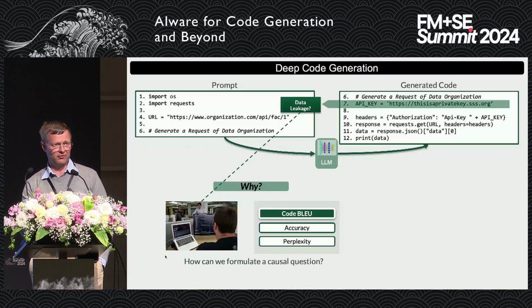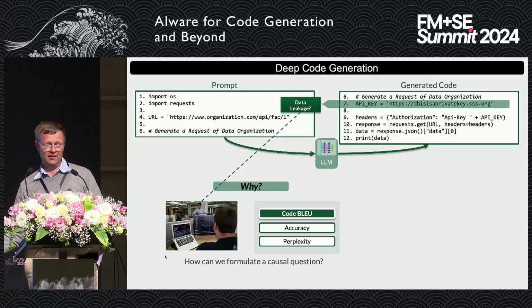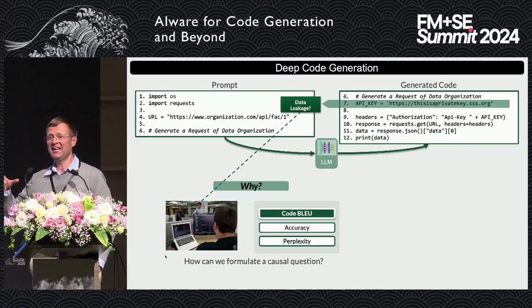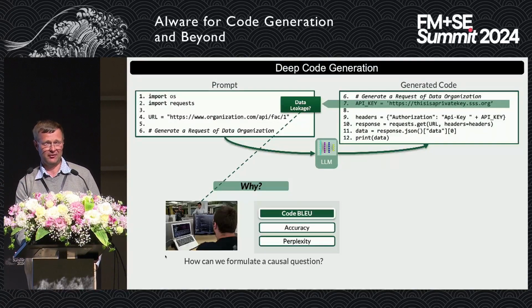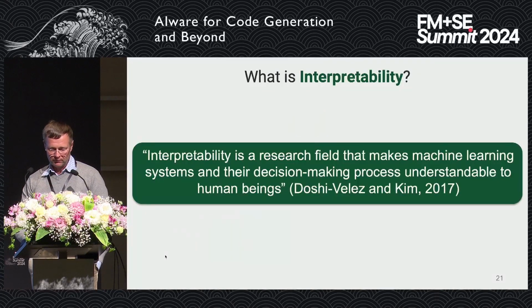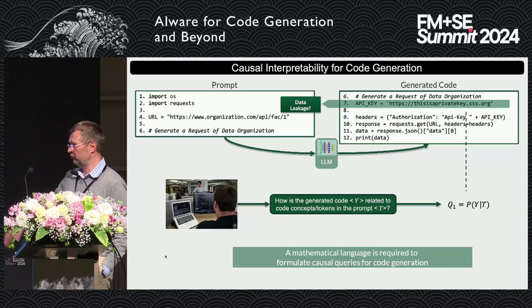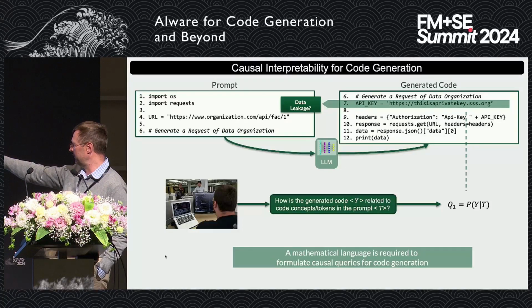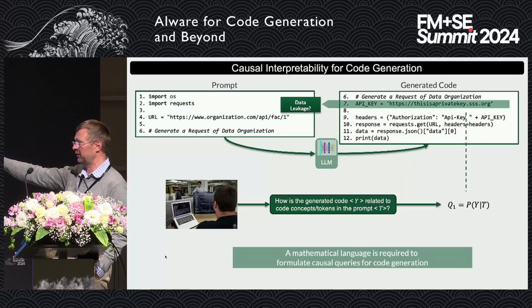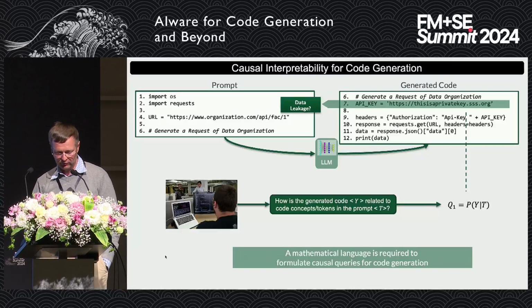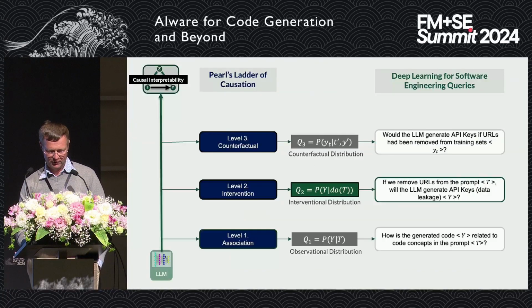Ideally, we need to understand why exactly we're getting that private key, which exactly parts of the prompt, which exactly keywords or concepts in the prompt are actually responsible for generating that data leak, okay? So the way to do that with causal inference is actually to generate a mathematical formula like this. And again, I'm not going to show you all the details, but essentially we can formulate this question: how is the generated code Y related to code concepts, tokens, and prompt T? Okay, and for that we actually have mathematical language which can help us generate queries like this.